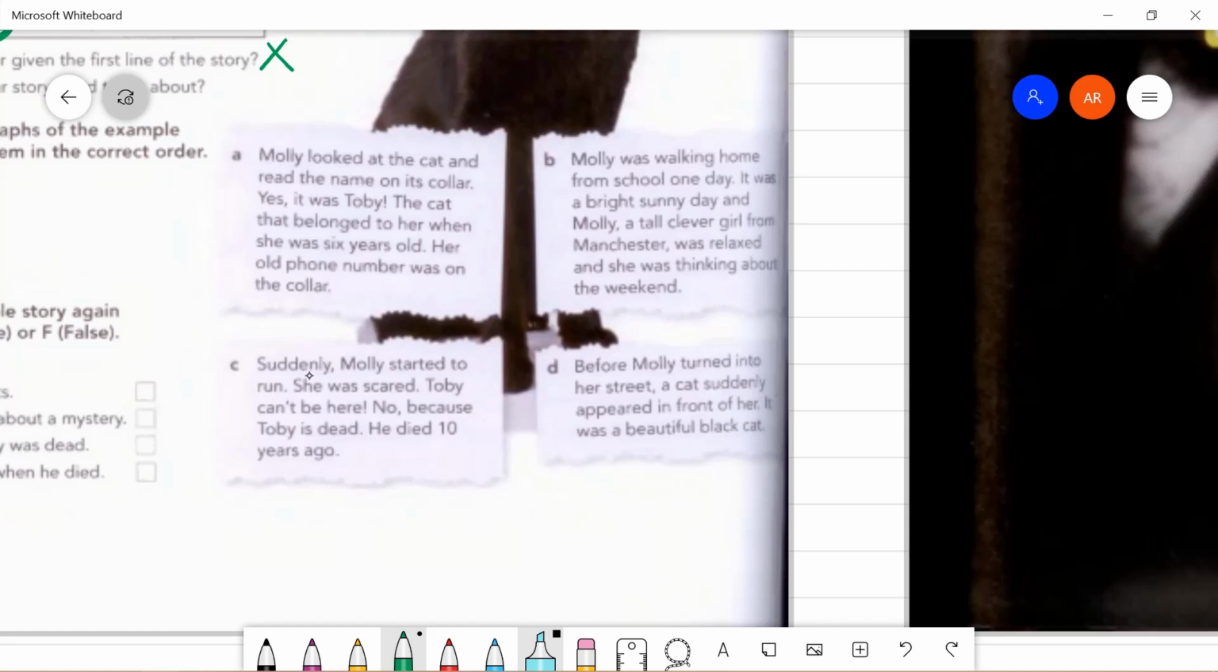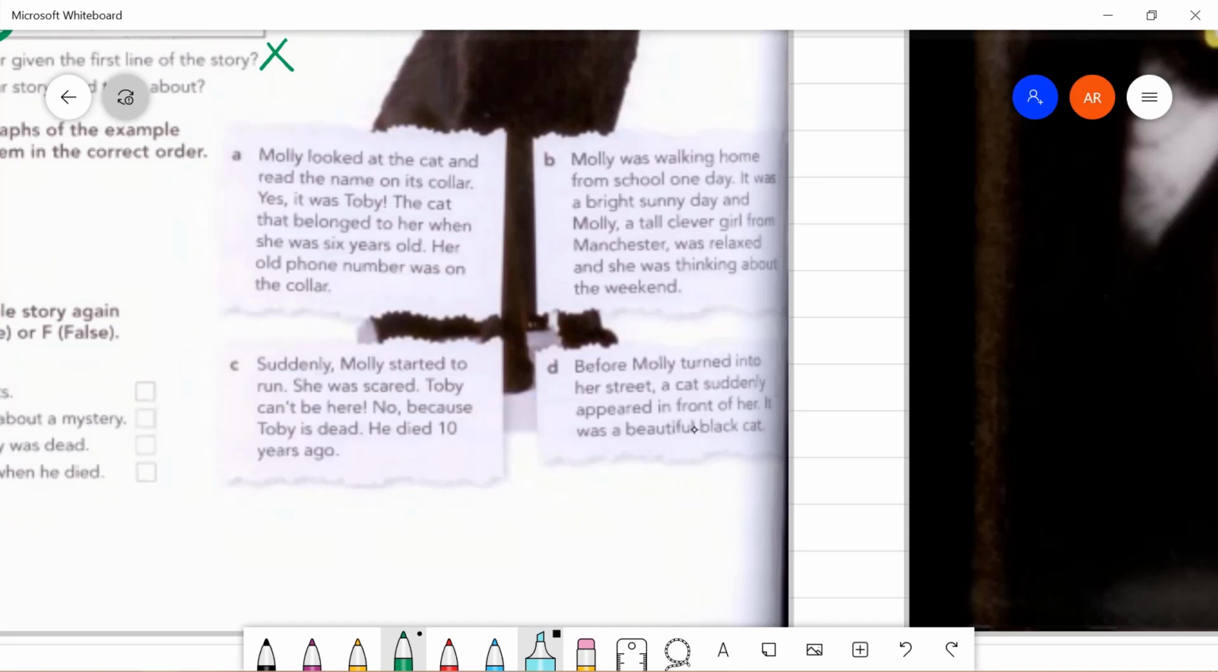Okay, C. Suddenly, Molly started to run. She was scared. Toby can't be here. No, because Toby is dead. He died 10 years ago. Probably the third paragraph. Okay, this one could be the second paragraph. Oh no, no. Let's look at D. Before Molly turned into her street, a cat suddenly appeared in front of her. It was a beautiful black cat.